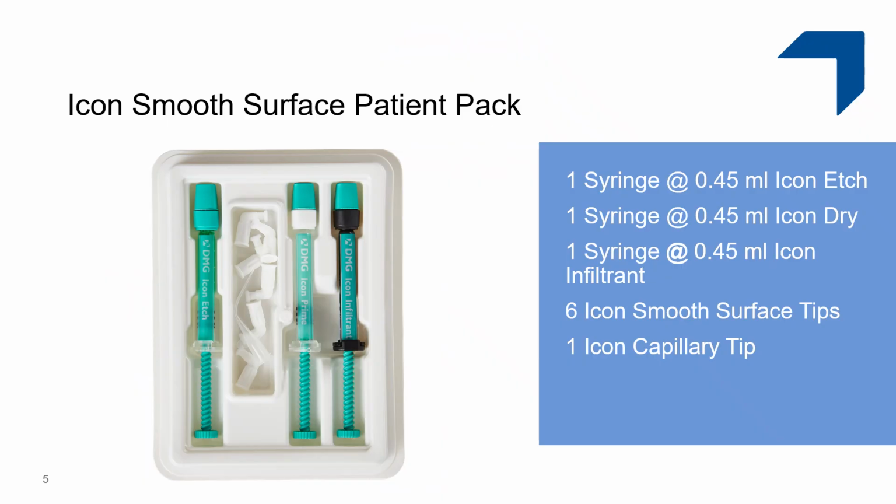The ICON patient pack includes three key components: ICON Etch, 15% hydrochloric acid; ICON Dry, 99% ethanol; ICON Infiltrant, a low viscosity resin. The pack also contains 5 smooth surface application tips. Each component plays a critical role in achieving optimal infiltration and aesthetic results.